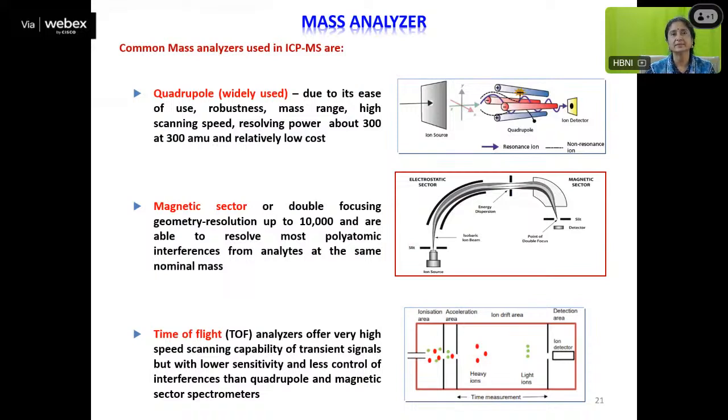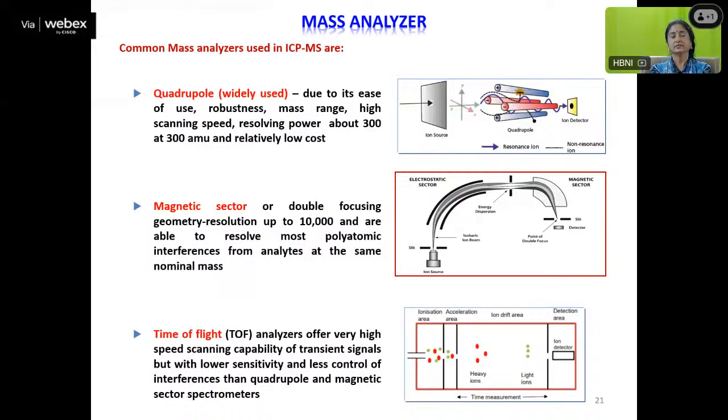So now there are various types of mass analyzer. A mass analyzer is like the monochromator in a normal spectrophotometer or atomic absorption spectrometer, which is used to separate the various wavelengths. Like that, in a mass spectrometer, the mass analyzer is used to separate the various ions based on their mass to charge ratio.